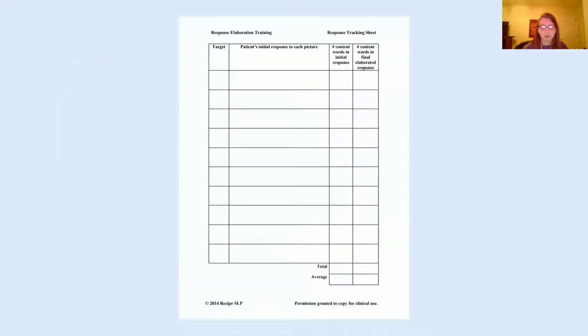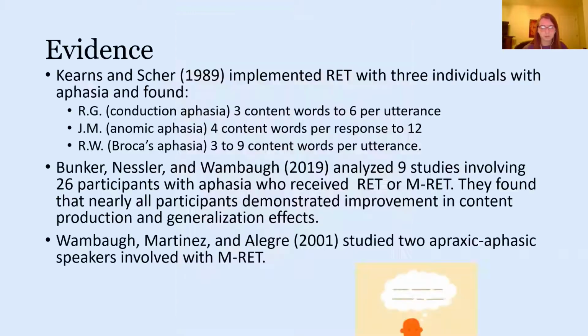This is an example of a data collection sheet that can be used to keep track of responses when using RET. For evidence, in 1989, Kearns and Scher implemented RET with 3 individuals with aphasia. RG, who had conduction aphasia, was able to increase from 3 content words to 6 per utterance after about 20 sessions. JM had anomic aphasia and improved from 4 content words per response to 12. RW had Broca's aphasia and increased his content words from 3 to 9 per utterance.